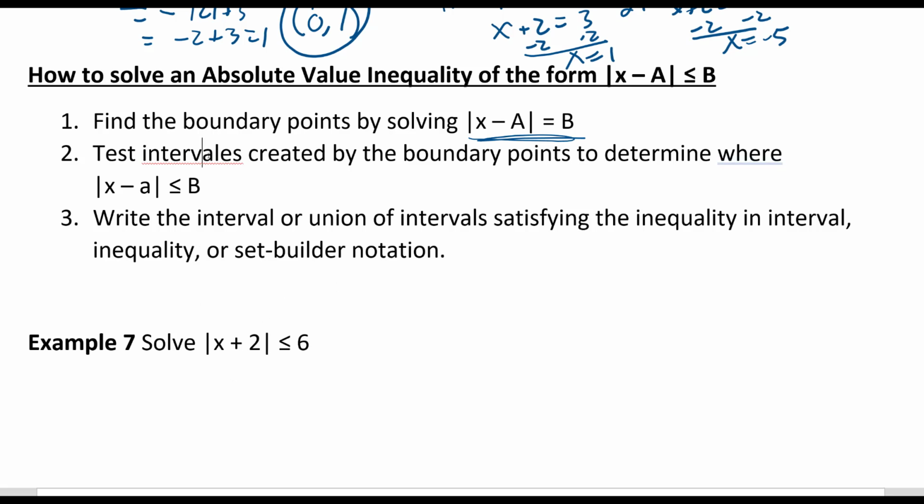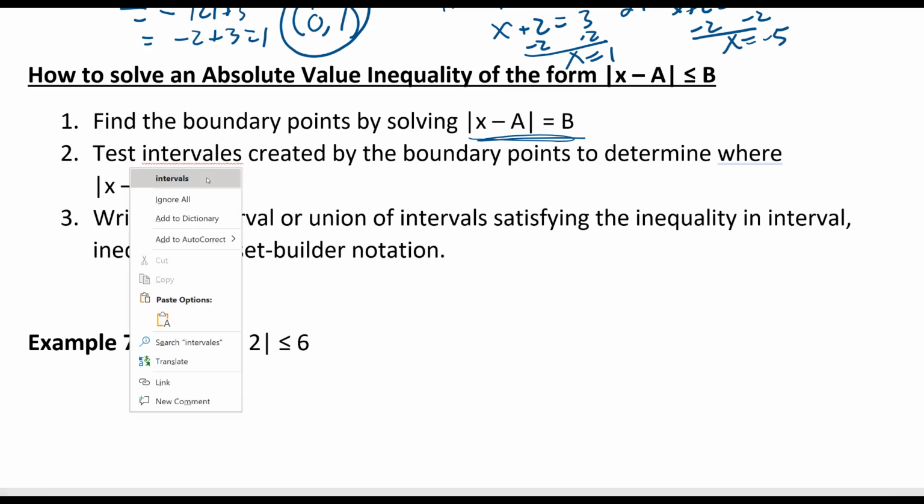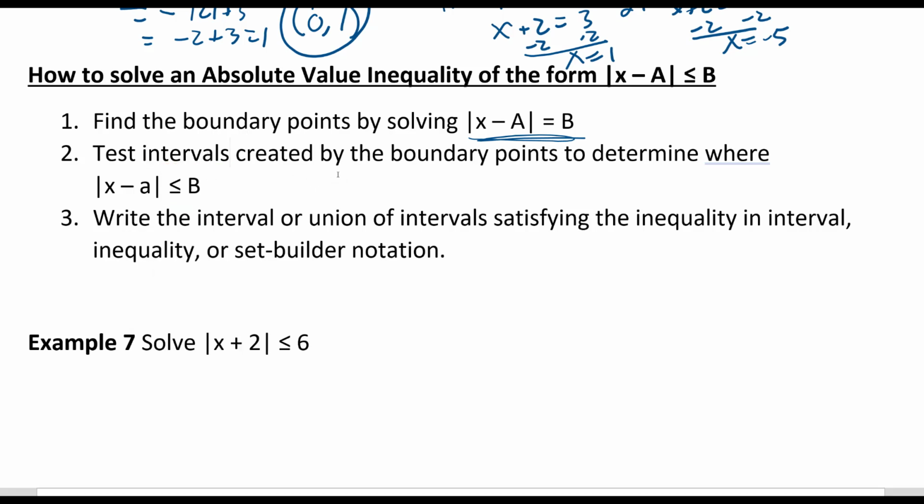Oh my gosh, what a typo. There we go. Create intervals using the boundary points to determine where the absolute value of x minus a is less than b. Let's be consistent. There we go. Write the interval or union of intervals satisfying the inequality in interval or inequality notation.